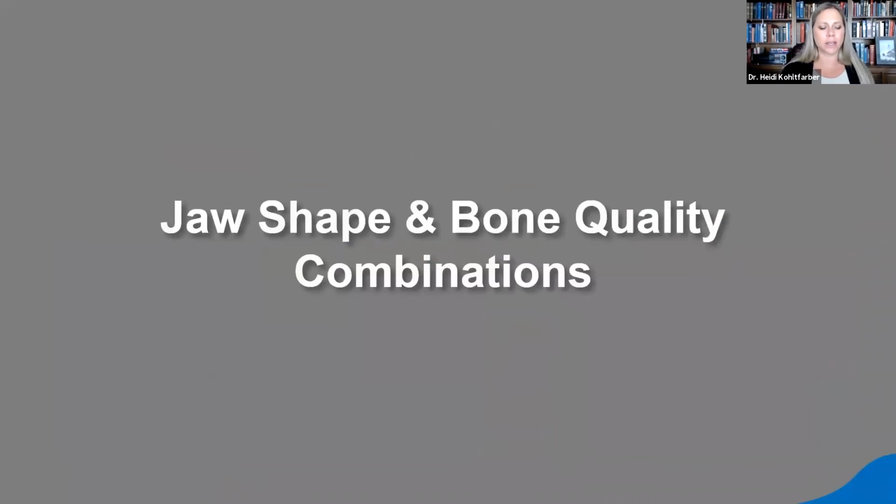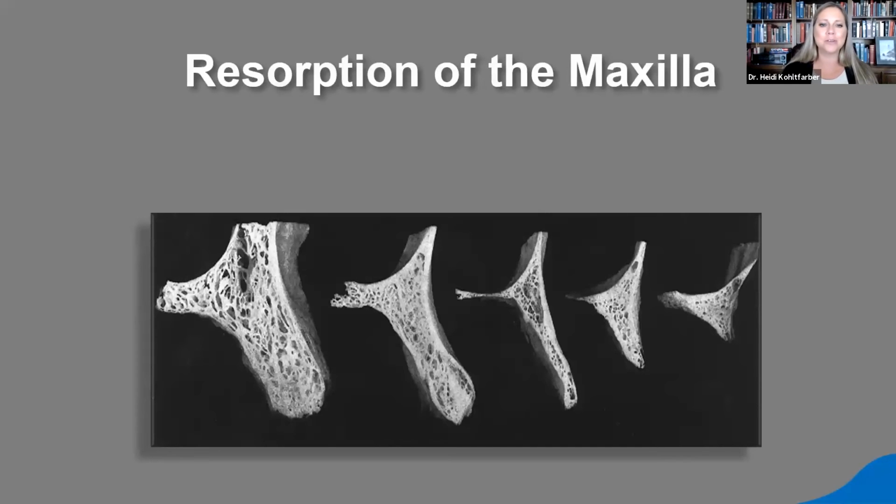All right, so when we're talking about assessing the anatomical features, one of the things that we do need to discuss real quick is jaw shape and bone quality. And I'm sure you've heard about it time and time again, but let me just go ahead and review that with you. Resorption of the maxilla will be upwards and inwards, with the maxilla becoming much smaller over time with our alveolar atrophy. Very, very common to see that.